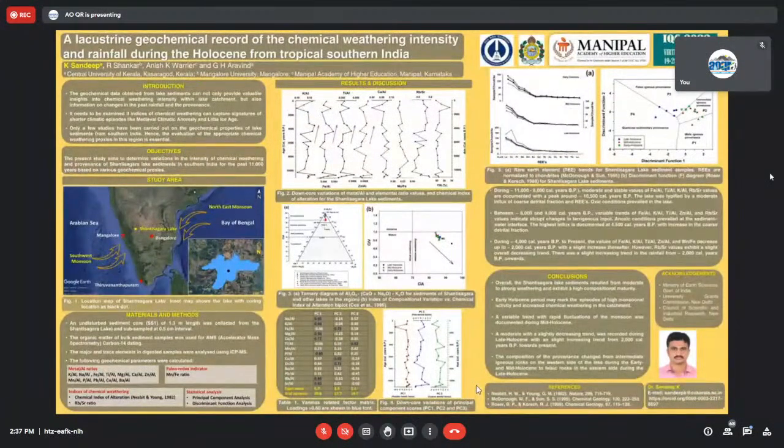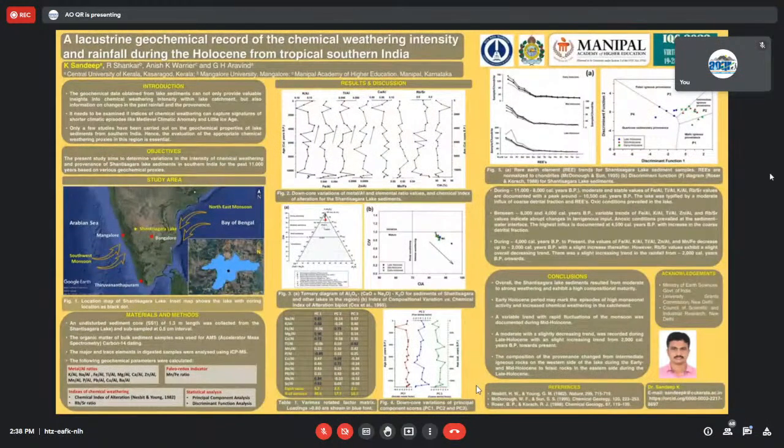The discriminant function diagrams and Al2O3 by TiO2 ratios point towards a change from an intermediate source during the early and mid Holocene to a felsic one during the late Holocene. And the similar LREE enriched chondrite normalized REE patterns also indicate there are no significant changes.